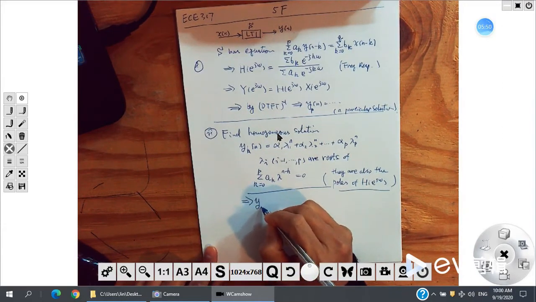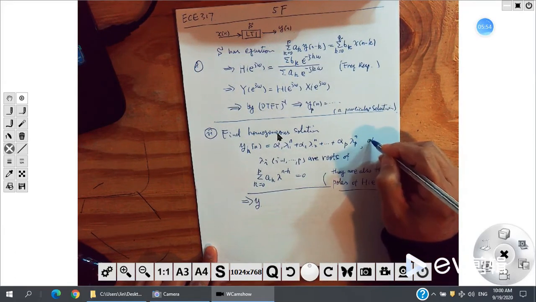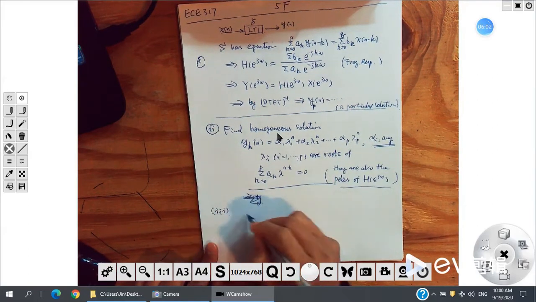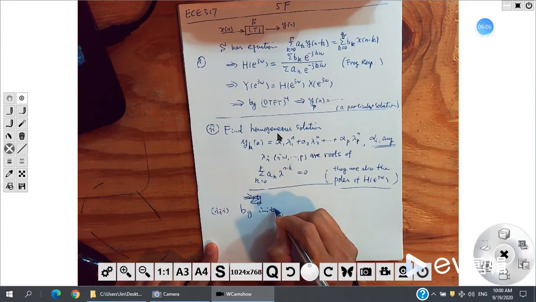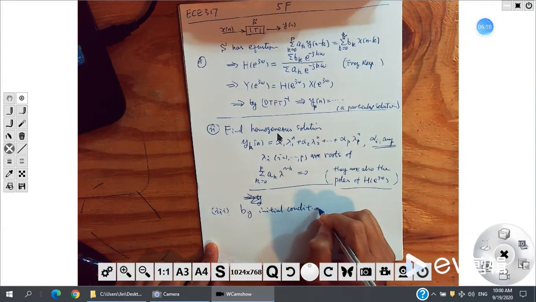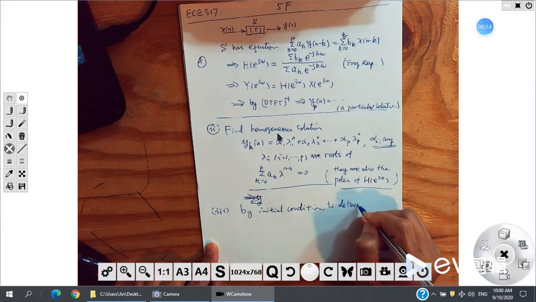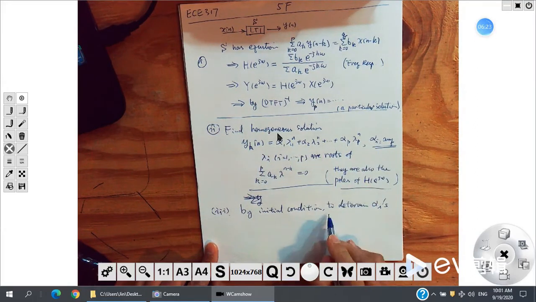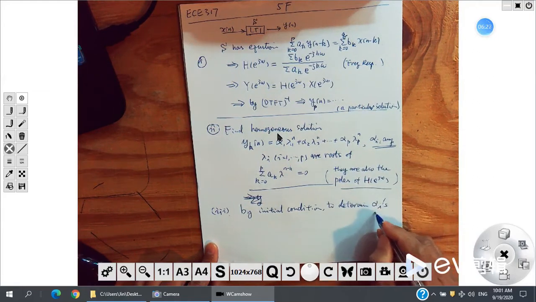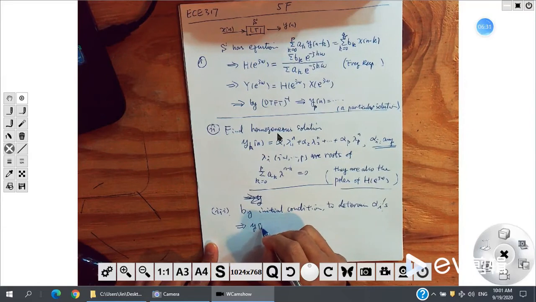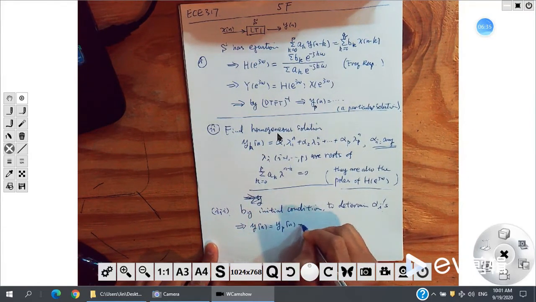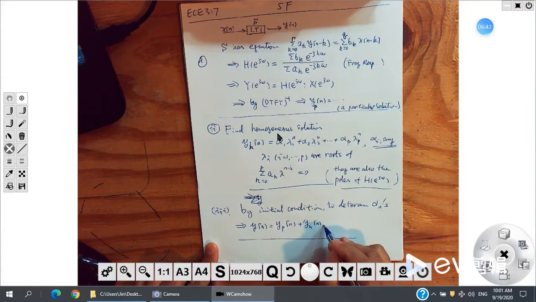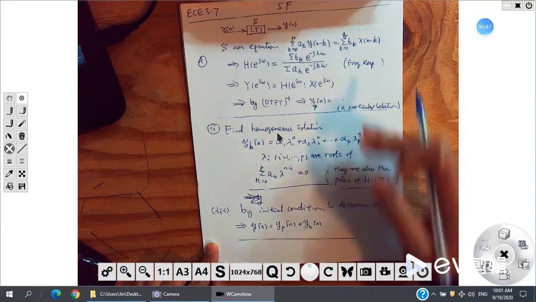Then we have y_h. I already wrote it here: alpha_i are any number, any value. And the third step is to use the initial condition to determine alpha_i. By the initial condition, they have special values, not any value. Then y[n] will be the particular solution plus this homogeneous solution with these alphas. This is the final answer. So the whole procedure to find the final answer needs these three steps.